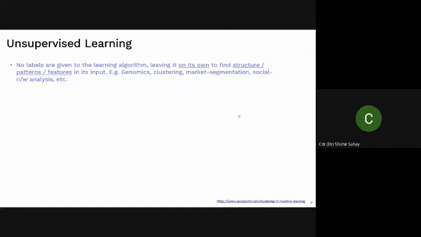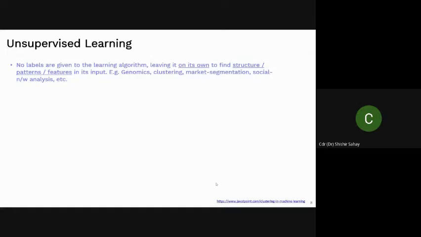Now I will go to the second pillar, or the second area of machine learning, and that is unsupervised learning. In supervised learning, you are giving a lot of training data. You are training the algorithm. You are training the child. Here, you don't have that training stage.